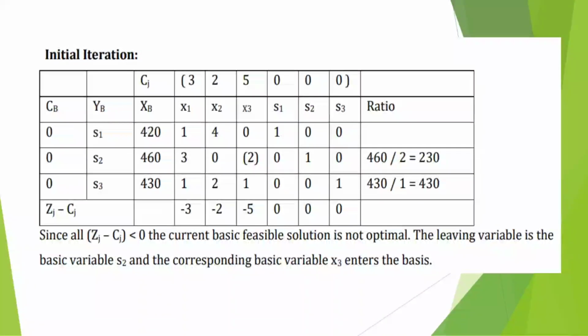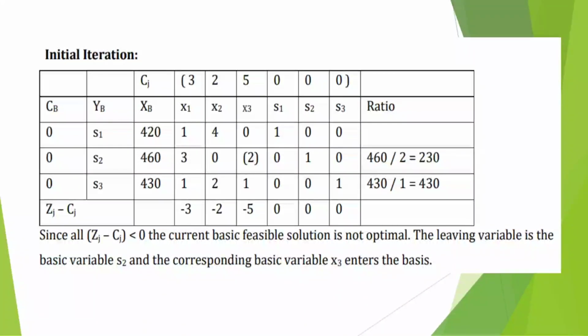Cj corresponds to the coefficients of each variable of the z function. Those are 3, 2, 5, 0, 0, 0. That is, 3 is the coefficient of x1, 2 is the coefficient of x2, 5 is the coefficient of x3. Similarly, 0 is the coefficient of the variables s1, s2, s3. Now CB are the coefficients of the variables s1, s2, s3. YB corresponds to s1, s2, s3, written vertically.